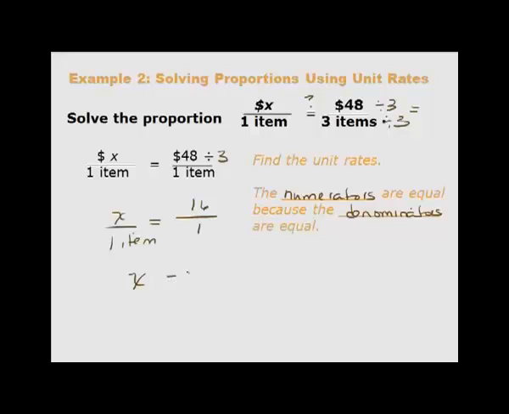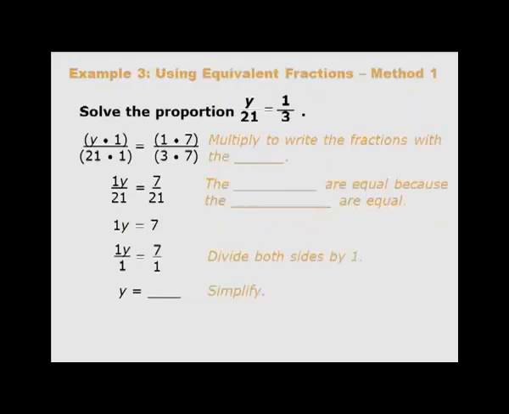So in that case, x is going to equal 16. And if you'd used cross products, you would have gotten the same answer. Let's look at example 3.